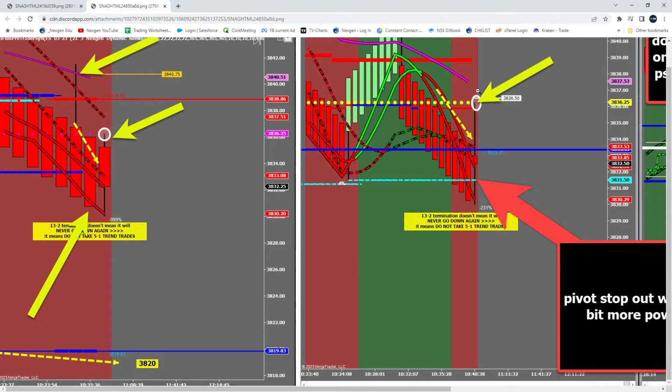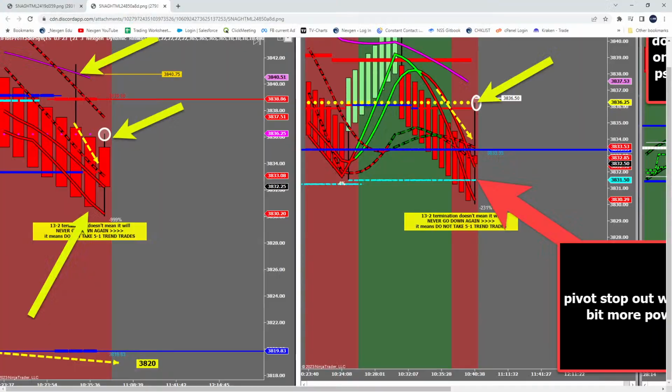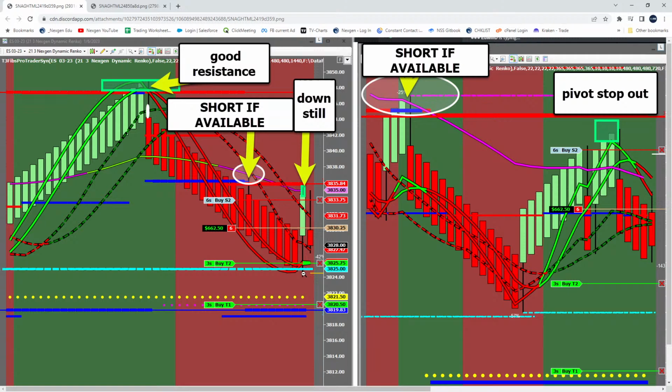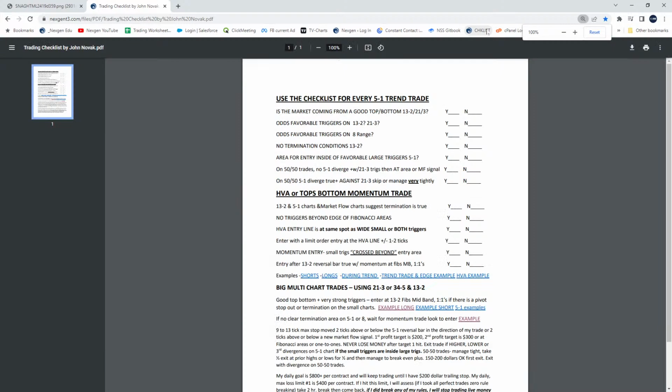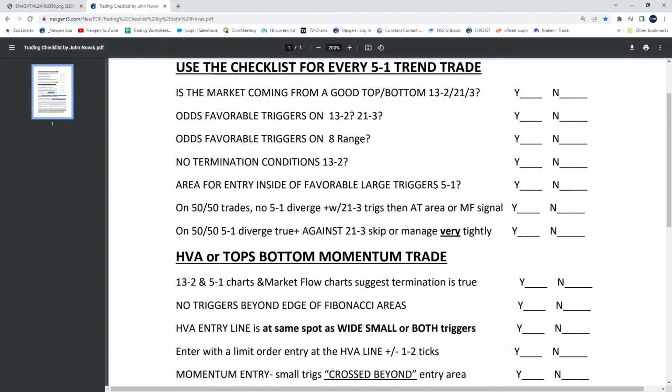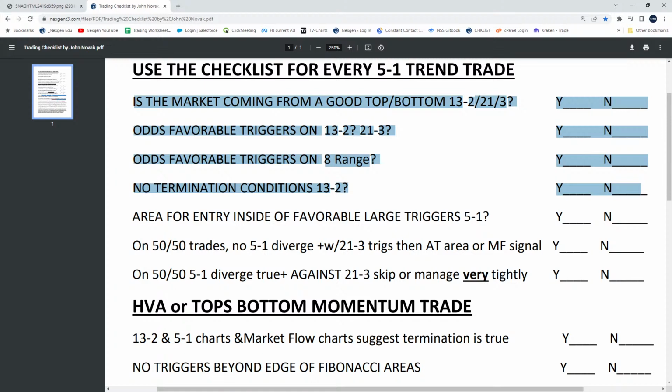So you get the same thing this morning when we were looking at the pivot stop out on the 21.3 chart. It just meant don't sell the first area on the 13.2 chart, wait for a higher bounce. Anyway, you got the higher bounce. And this is what I wanted to go through today. I just wanted to show you again the trend trade rules, when all the trend trade and all the triggers and everything are perfect. Everybody okay with this?